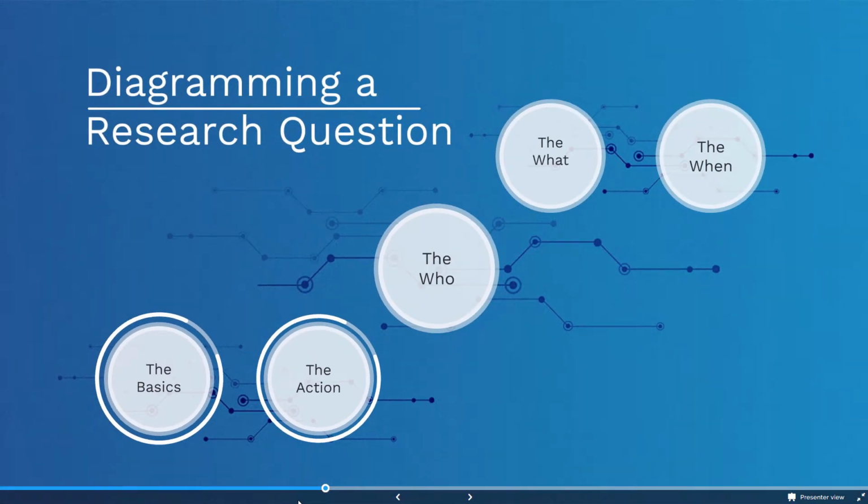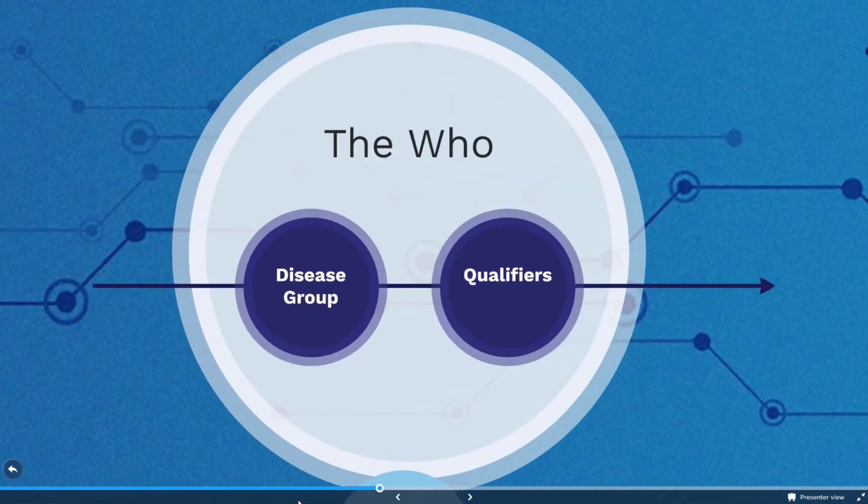So now who are we considering in our research question? So think about the example. We want to improve walking. Our intervention improves walking in persons with Parkinson's disease. So you'll need to specify your disease group or your interventional group. Who is going to be in your study? And what are the qualifiers of that?